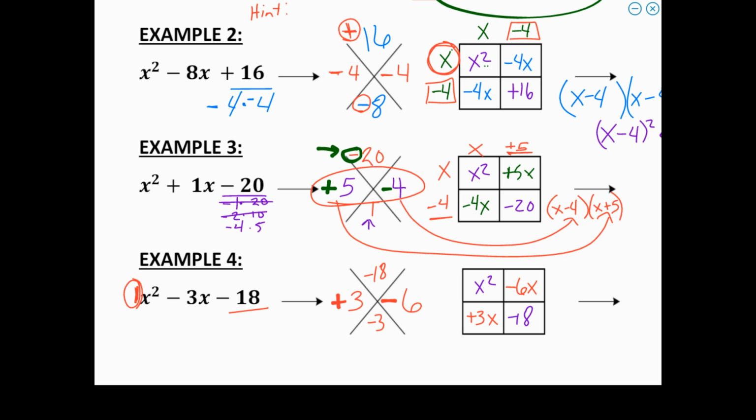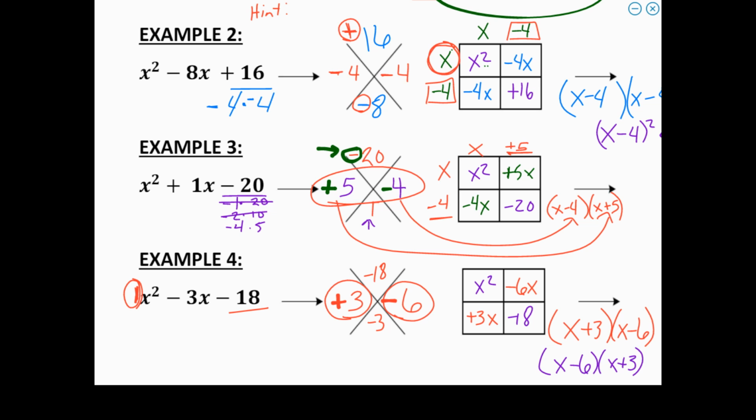Okay, so negative 6x and plus 3x. But I just told you that these two factors are what's paired with my x's, right? So x plus 3 and x minus 6. It does not matter which order you write these in. X minus 6 times x plus 3 is still the same thing, as long as your symbols are correct.